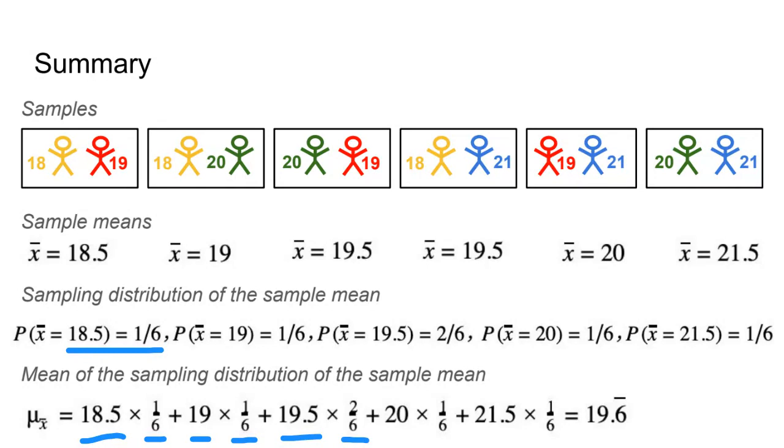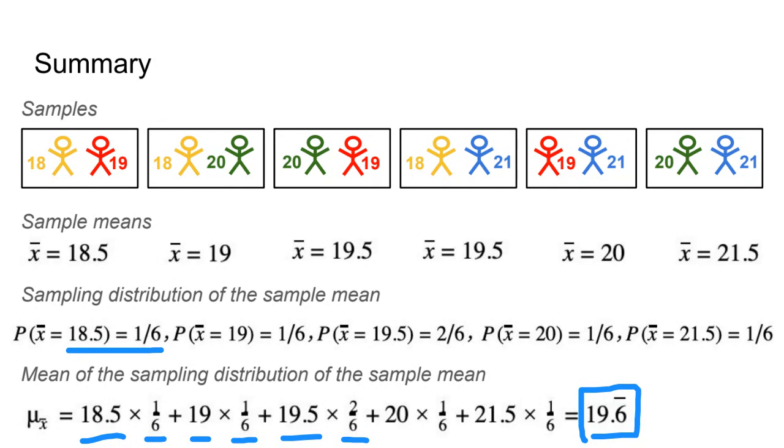And then this is 19.6, and that is the average sample mean you would get if you draw a sample from this population with a sample size of 2. Okay, so I hope this illustration was able to take away a little bit of the terror of this expression, the mean of the sampling distribution of the sample mean. Let's look at what we can do with it.